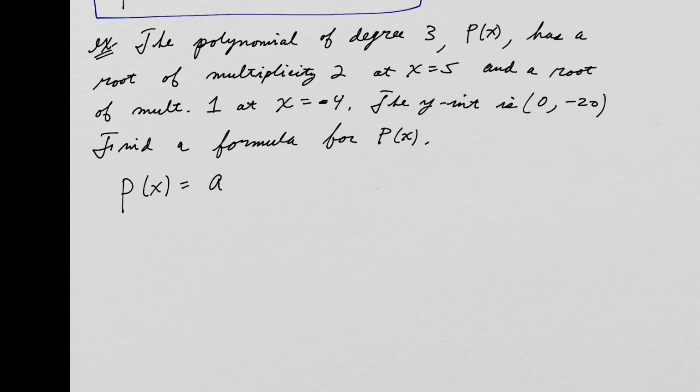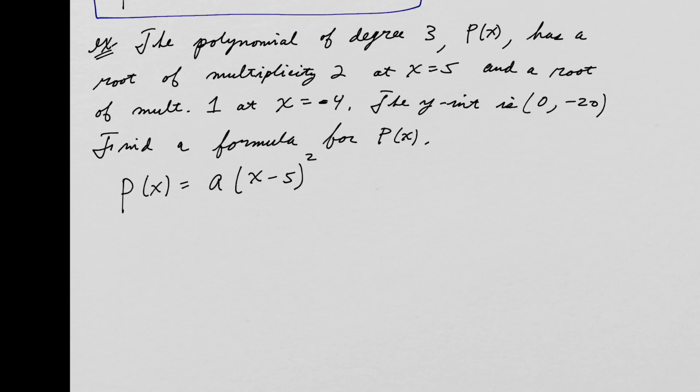Now, I have a root of multiplicity 2 at x equals 5. So the factor must have been x minus 5, right? That's how I'm going to get a root of x equals 5. The factor has to be x minus 5. And since it's multiplicity 2, that's squared.